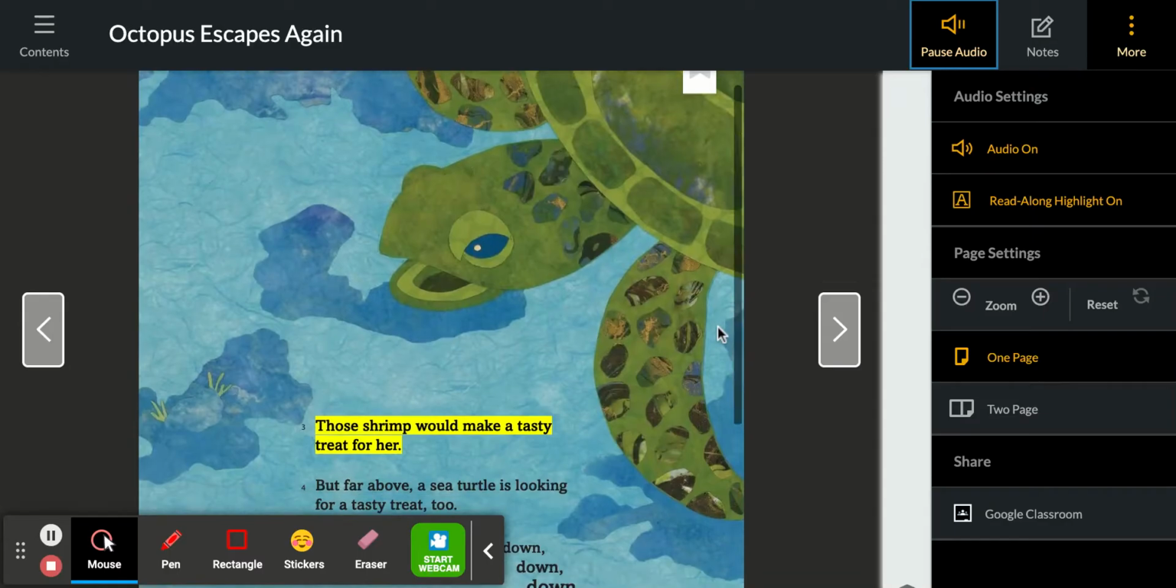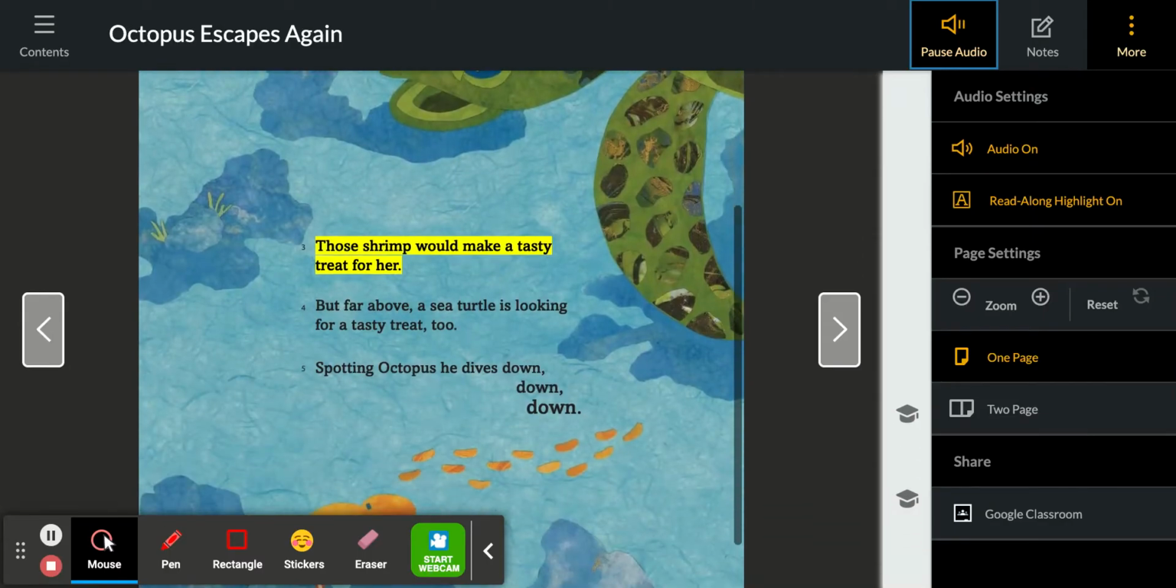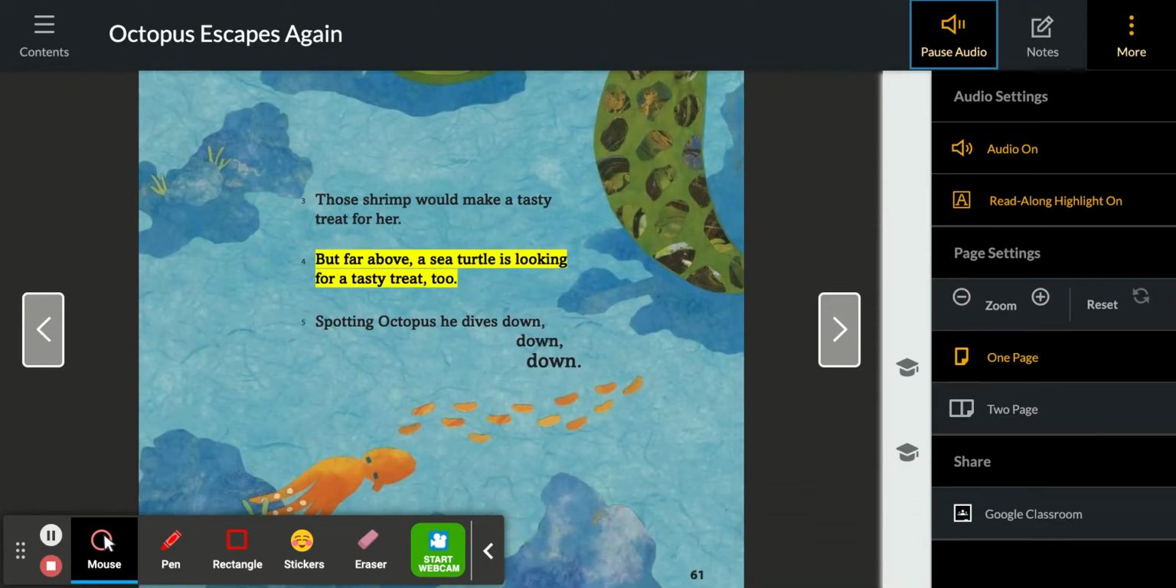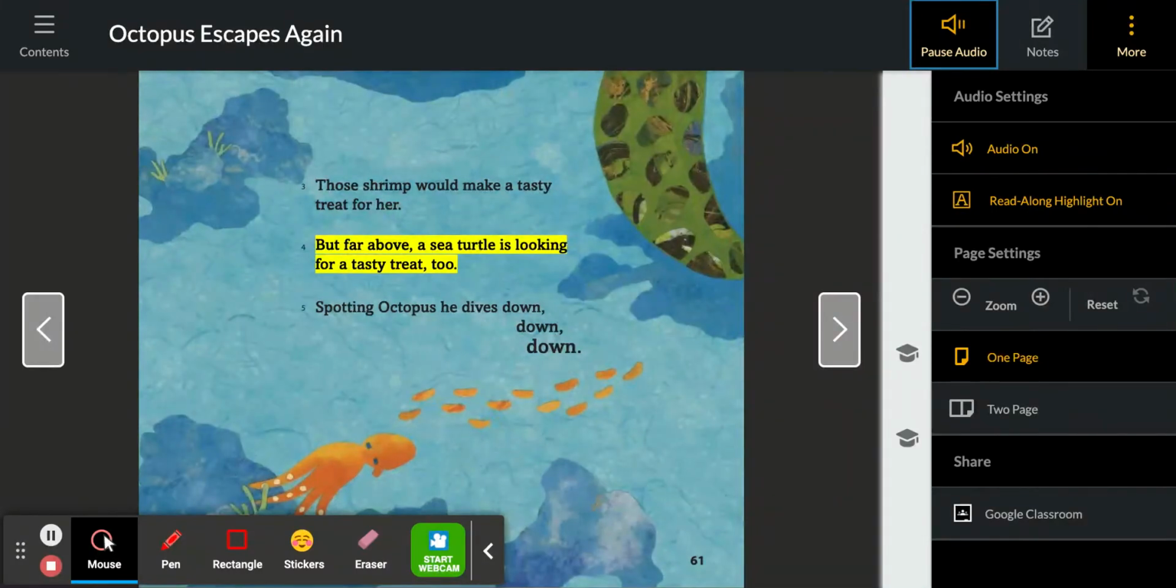Those shrimp would make a tasty treat for her. But far above, a sea turtle is looking for a tasty treat too. Spotting Octopus, he dives down, down, down.